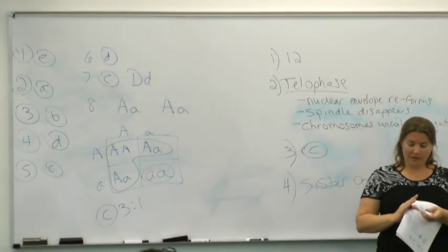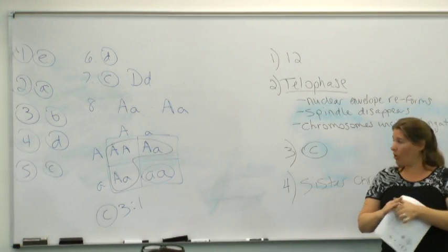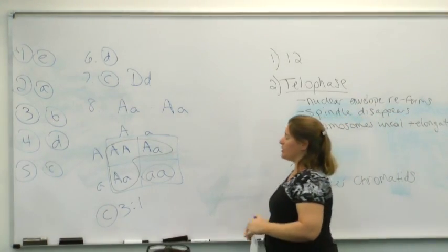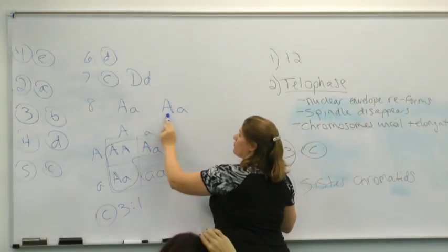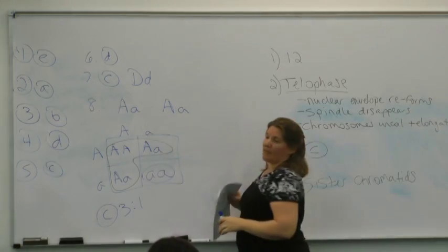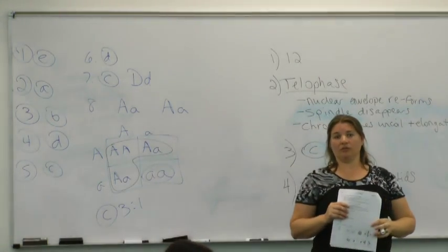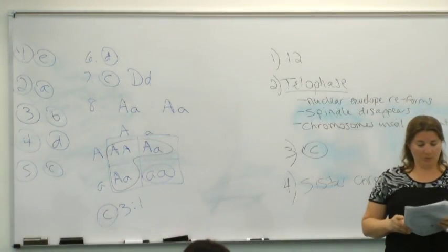Okay. And remember that that's a constant. You will always get that 3 to 1 phenotypic ratio if both parents are heterozygous for one single trait. Okay?